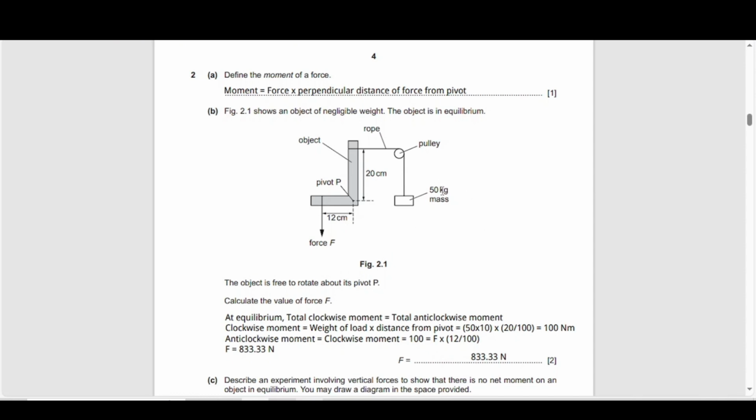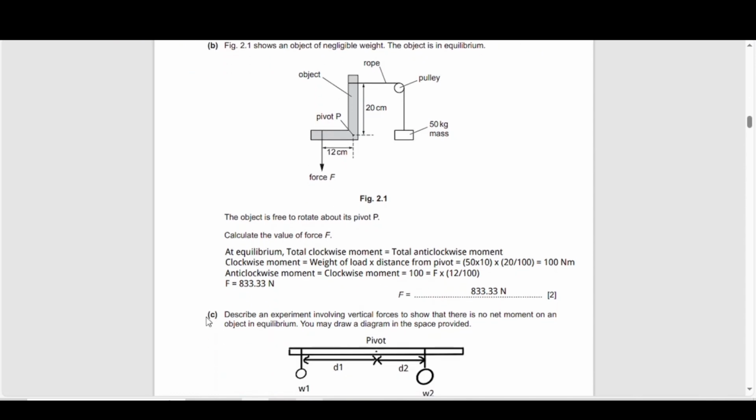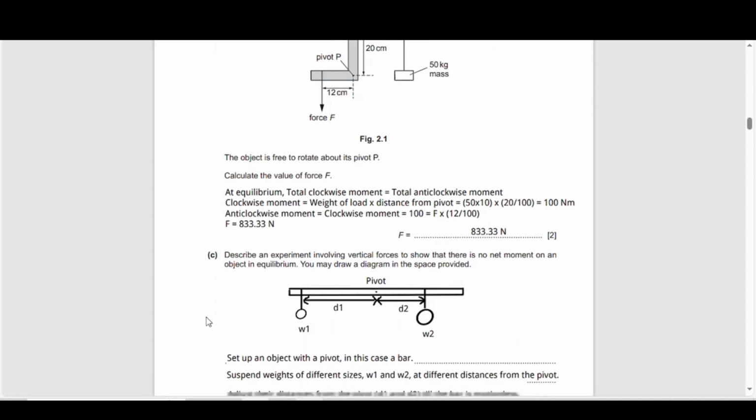The total clockwise moment will be the mass multiplied by the gravitational acceleration to give the weight or the force, and that multiplied by the perpendicular distance, which is 0.2, as we've said in SI units. So that's a value of 100 newton meters. That has to equal this force here multiplied by its perpendicular distance, which is 12 centimeters or 0.12 meters, which is what I've done here. If I equated those two together and rearranged to make F the subject of the formula, I get a value of 833.33 newtons, or essentially 833 newtons. That's the value of force F.